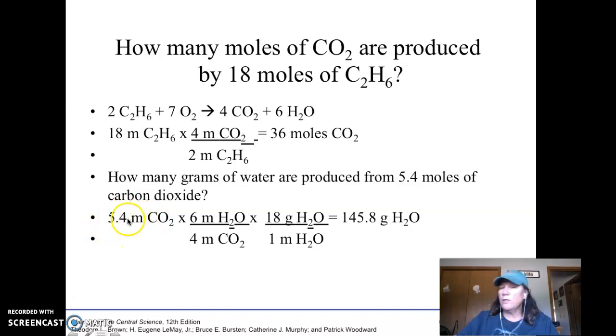If you're in moles, you don't change it to grams. If you're in moles, you say yay, because it's one less step you have to do. If it's in grams, you have to change it to moles. But if it's in moles, just go to your mole ratio.